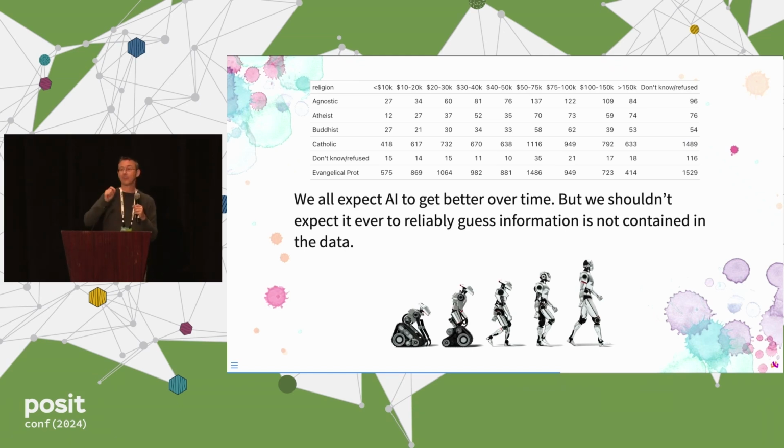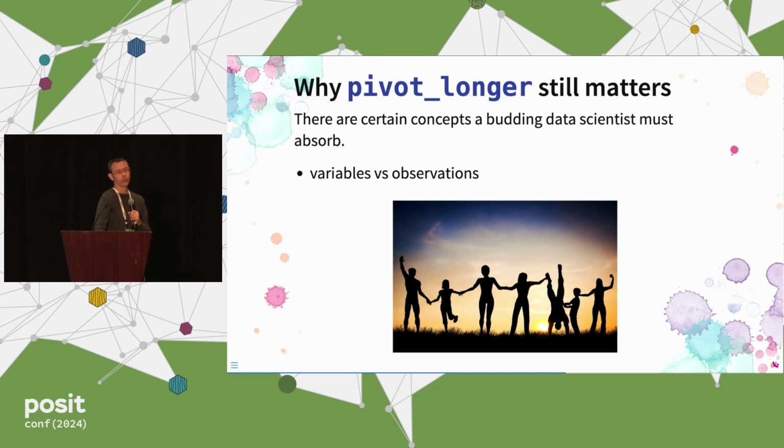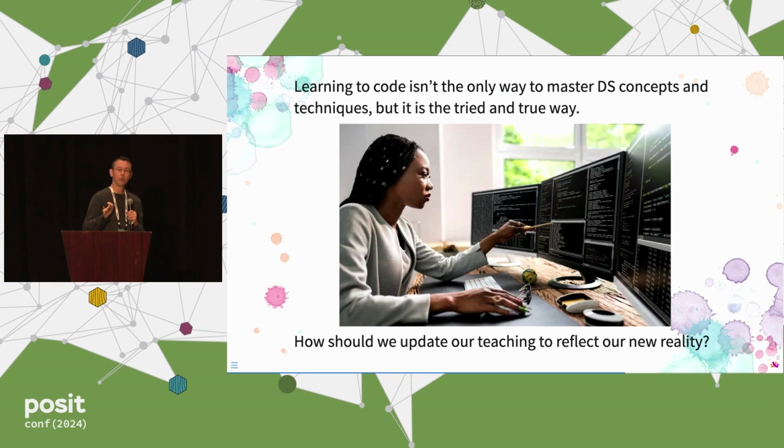While we're all hoping and expecting AI tools to get better and to hallucinate less over time, it's not realistic to expect it to be able to reliably guess at information that's not in the set and that we don't provide on our own. And this is why learning pivot longer still really does bring value to the table. By learning tools like this, we learn important, I would say, essential data science ideas, like the difference between variables and observations, columns and rows. And while learning to code is not the only way to learn these essential concepts, it is the time-honored way. Unfortunately, students are increasingly resistant to this technique.